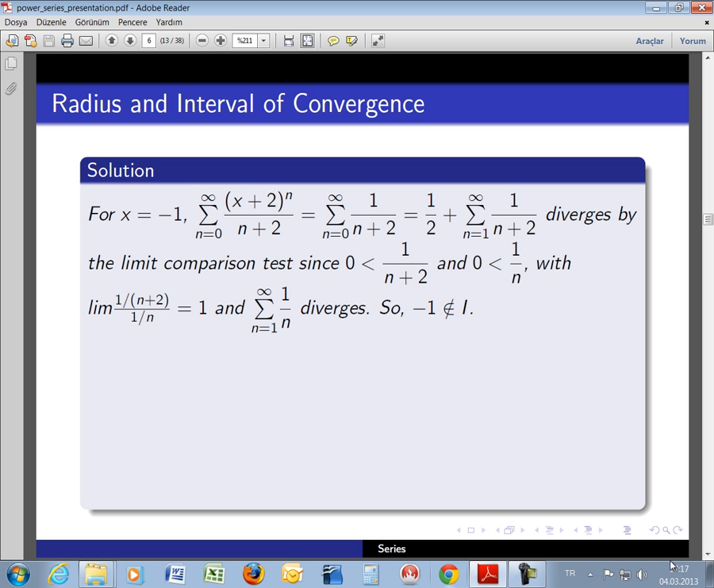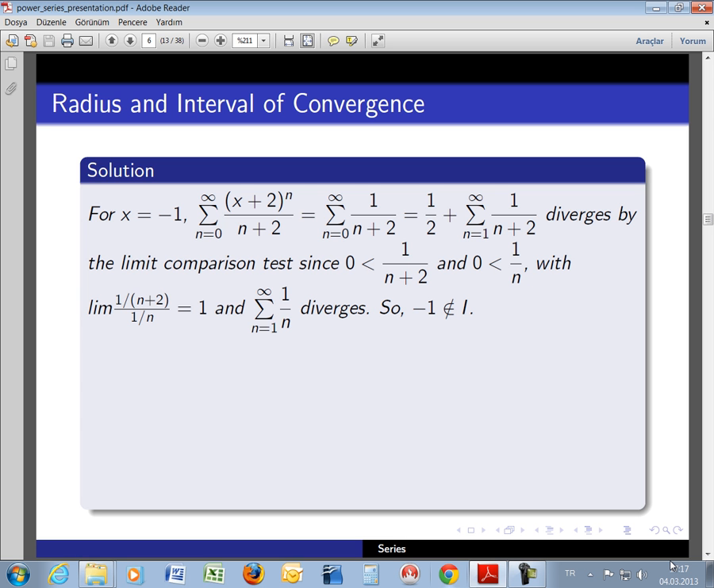If we consider the limit of this ratio, 1 over n plus 2 over 1 over n, which is 1, and also we know that the harmonic series from 1 to infinity of 1 over n diverges, so we are saying that for x equal to -1 this series diverges, meaning -1 is not in the interval of convergence.